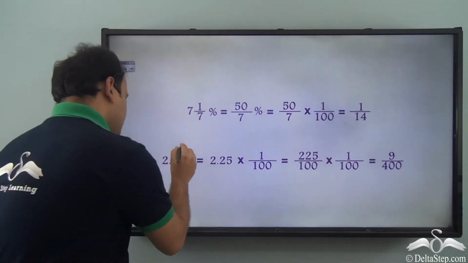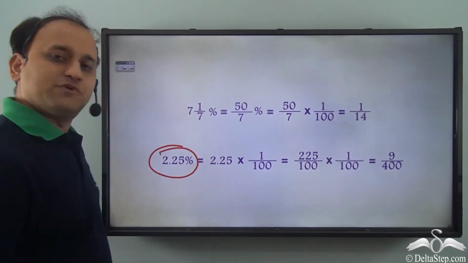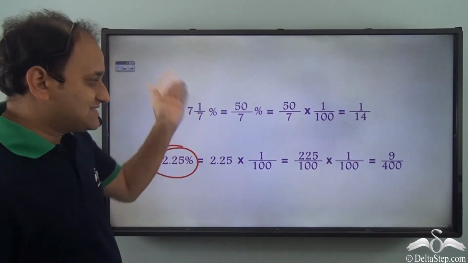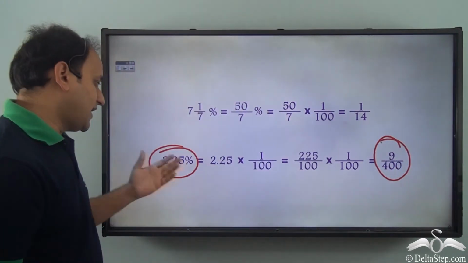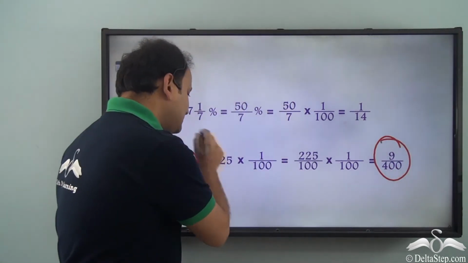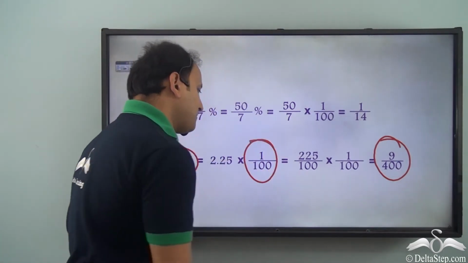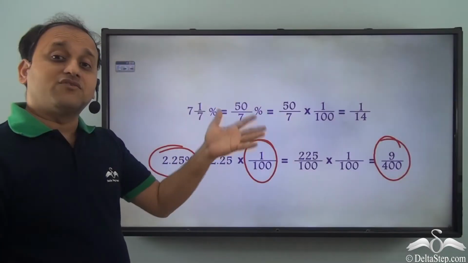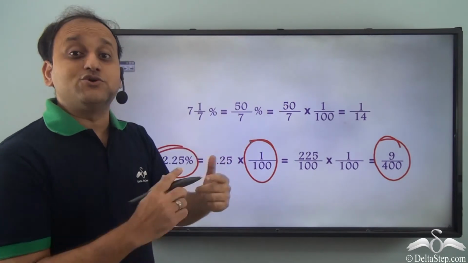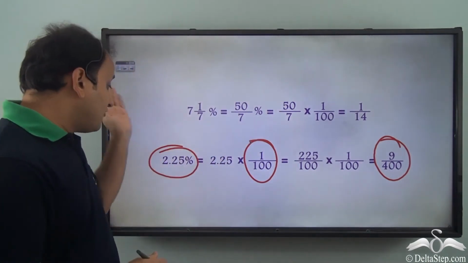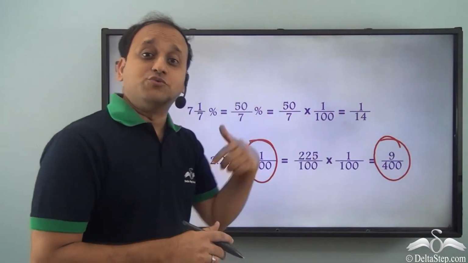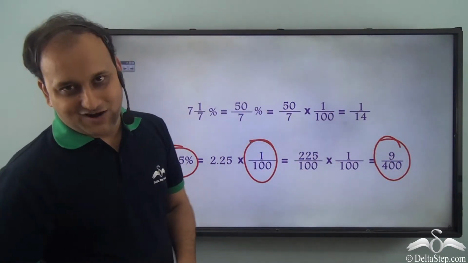So 2.25% when expressed as a fraction will be 9 by 400. And what did we do? We multiplied this value with 1 by 100. So when you are converting from fraction to percentage, you multiply by 100, right? And when you are converting from percentage to fraction, you multiply by 1 by 100.